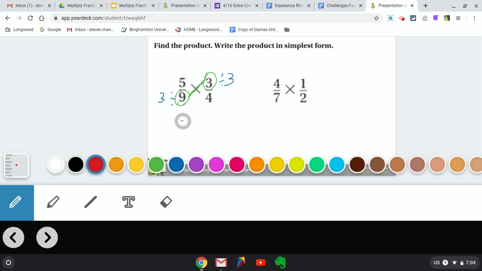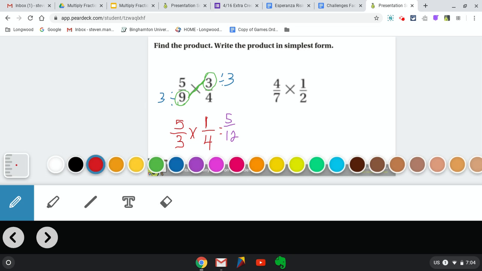So we'll have 5 as our numerator in the first fraction, because nothing happened there. 9 divided by 3 is 3. And this is still a multiplication problem. We have 3 divided by 3, which is 1. And we didn't do anything to our 4. So then we can go ahead and multiply our numerators and multiply our denominators. And again, look, it came out in simplest form, right?